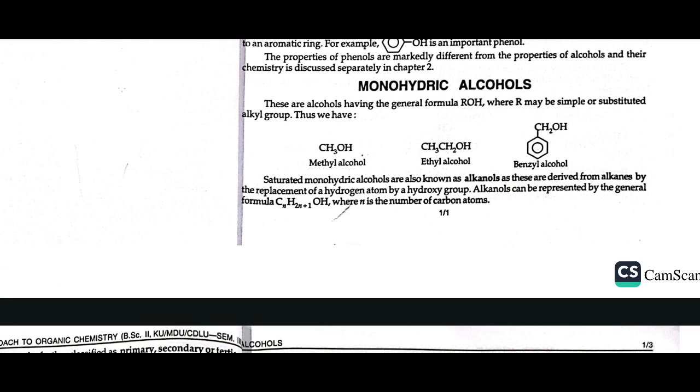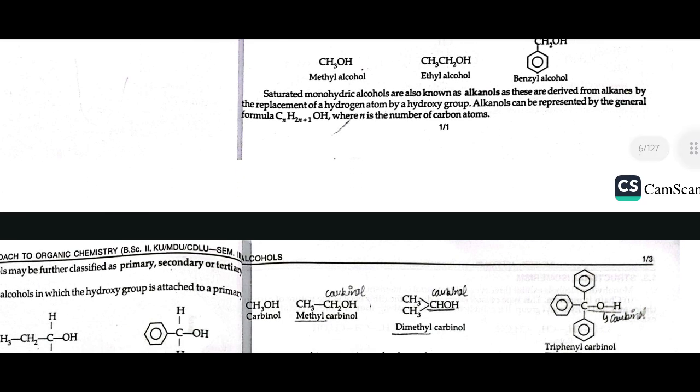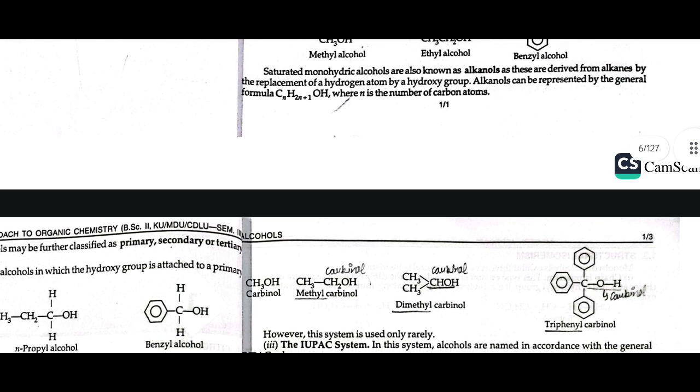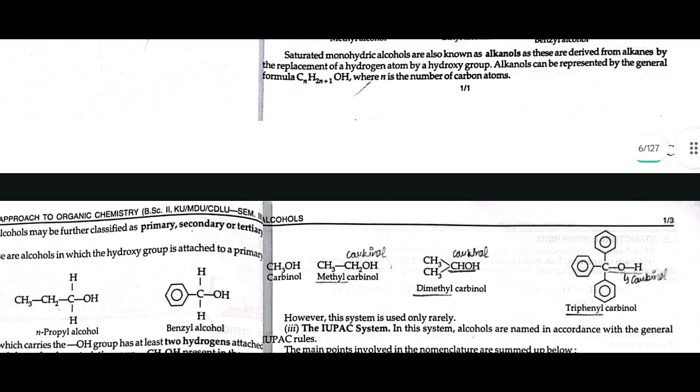Monohydric alcohols. These are alcohols having the general formula ROH, where R may be a simple or substituted alkyl group. Thus, we have methyl alcohol, ethyl alcohol, benzyl alcohol. Saturated monohydric alcohols are also known as alkanols, as these are derived from alkanes by the replacement of a hydrogen atom by a hydroxyl group. Alkanols can be represented by the general formula CnH2n+1OH, where n is the number of carbon atoms.